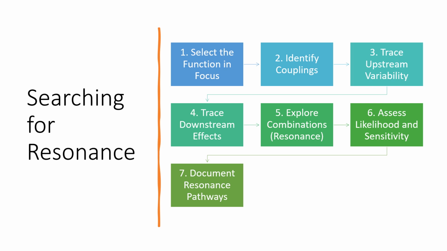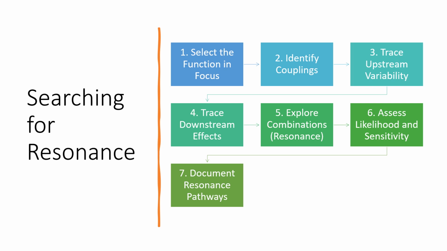Then you need to explore combinations, that's resonance. Ask, could multiple small variations align or interact to create a bigger effect? Look for resonant pathways, that's chains of variability that link, linking multiple functions. For example, let's imagine we are allowing a ferry to leave a particular port. So imagine a slightly late ballast retrim, a skipped water tightness check, an absence of an alarm. That may or may not lead to a catastrophic ferry instability.